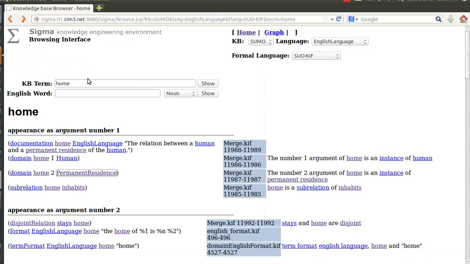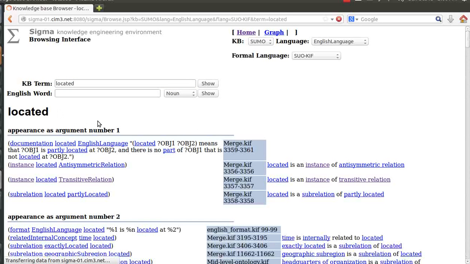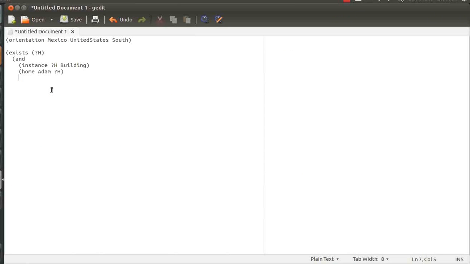Located is a term in SUMO. Let's check. It just so happens that it is. That's handy. Located: object 1 is located, partly located at object 2. So let's go back and state that. Located, H, California. Oops, there we go. Brackets are important.